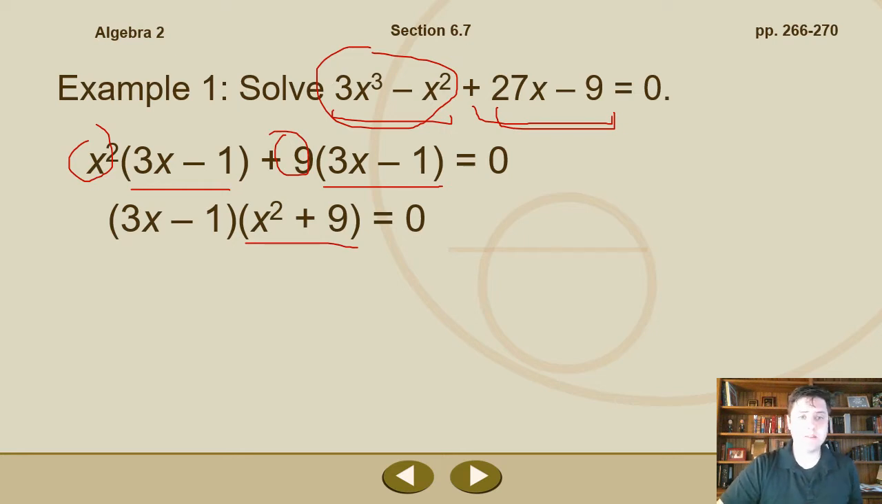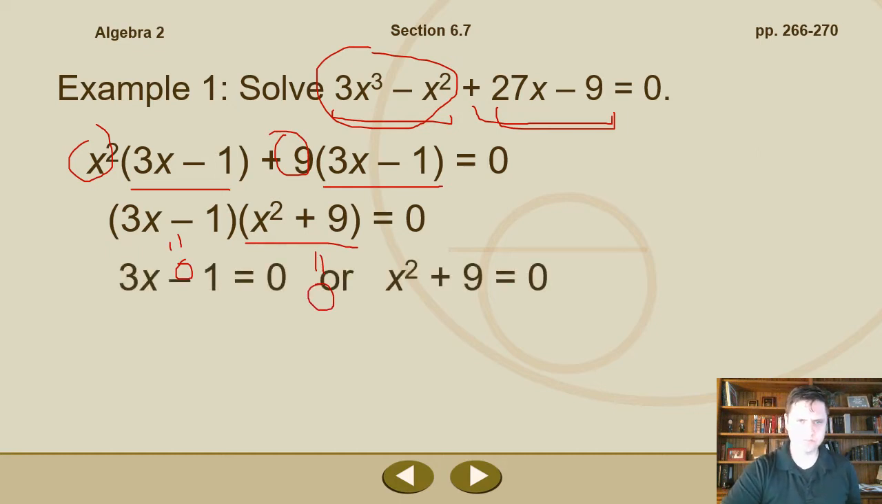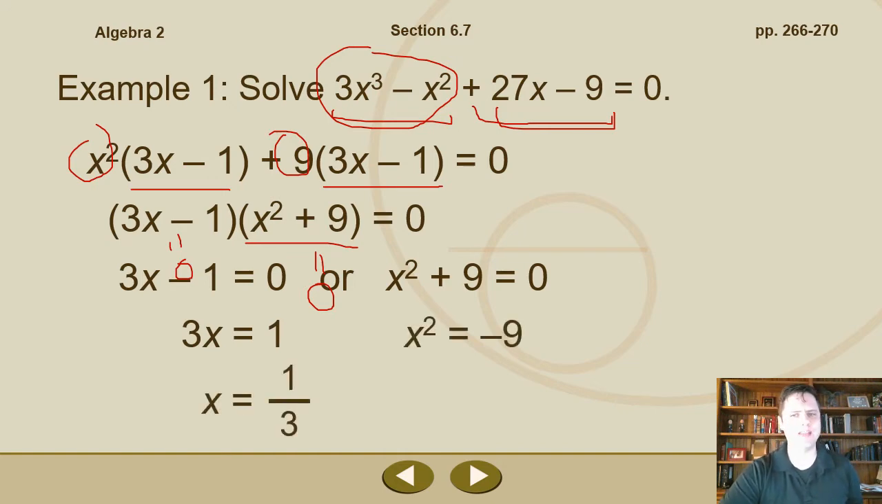So from that, we can then set both of these quantities equal to 0. We set this equal to 0 and set this equal to 0, because if either one of these equals 0, then the whole thing equals 0. So 3x minus 1 equals 0, or x squared plus 9 equals 0. On this one, we could solve for 3x equals 1, or x equals 1/3. The one on the right would be x squared equals negative 9. When we take the square root of that, we get plus or minus 3i, i again being the imaginary number standing for the square root of negative 1.